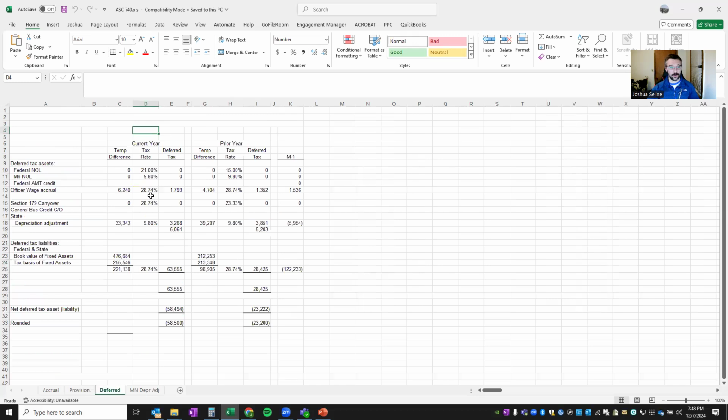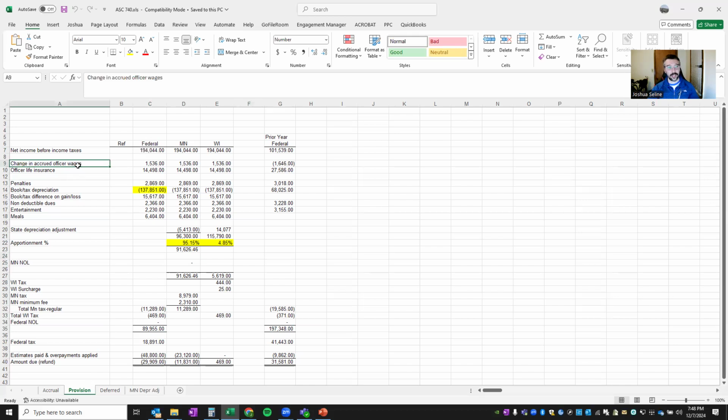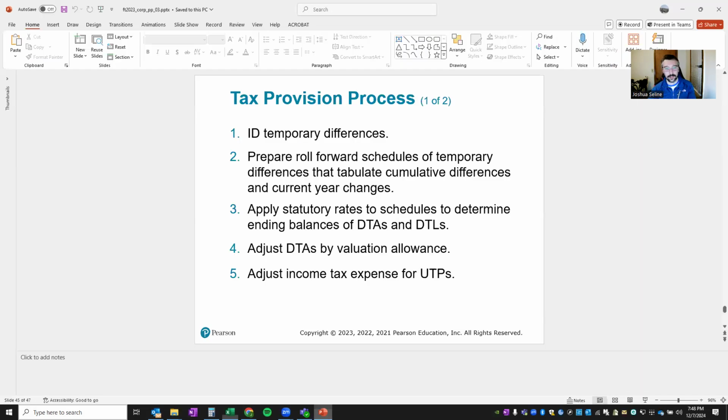And then you get into deferred rates. So here's our corporate tax rate, 21%. Minnesota is 9.8%. And then we're looking at our changes in accrued officer wages, officer life insurance. And yes, those are the differences that calculate cumulative differences.